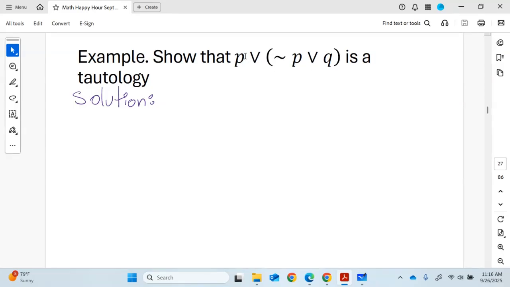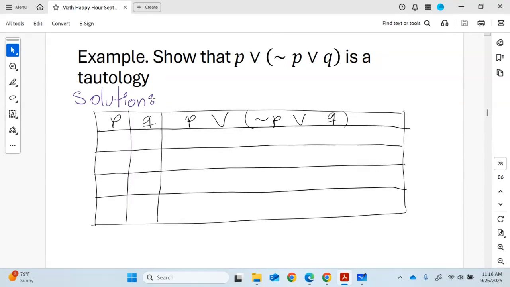Even though the P repeats, it's only P and Q. I only have two different variables. So I'm going to have a truth table that has P and Q, my two different variables. And I always suggest to students, whenever you do your table, space out the entire formula, the entire symbols, so that you have enough space and it's not everything clustered together.